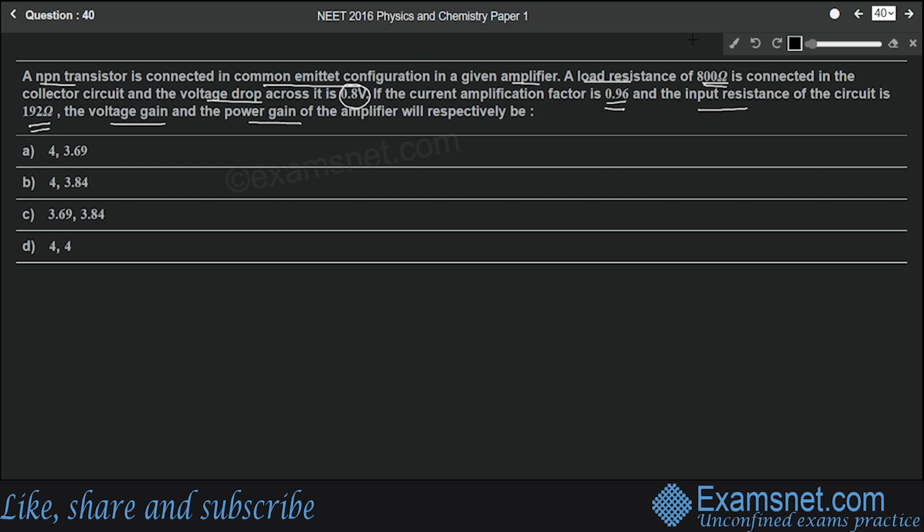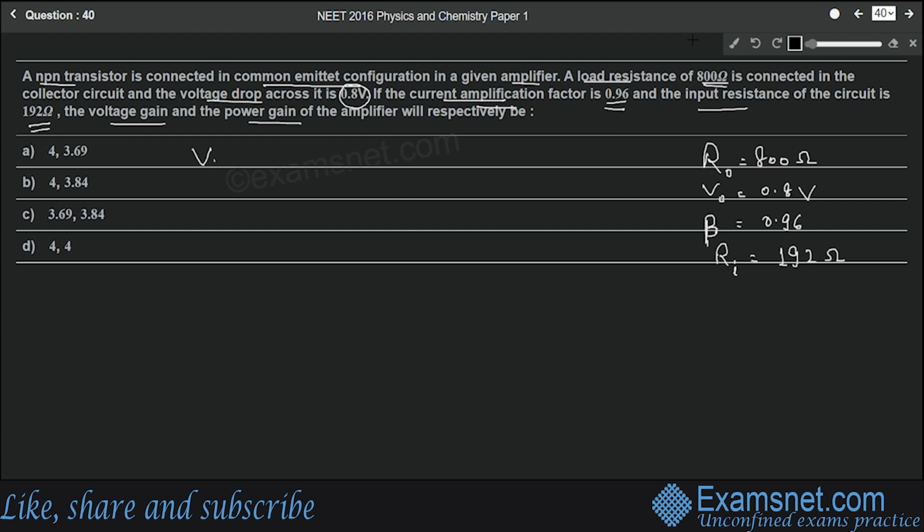So the load resistance or the output resistance is given as 800 ohm. Then the voltage drop is given as 0.8 volt. Next thing is current amplification factor 0.96. That means beta, current amplification factor is represented by beta, so that is given as 0.96. And then the input resistance is given as 192 ohm. Now, first we have to find the voltage gain and then power gain.